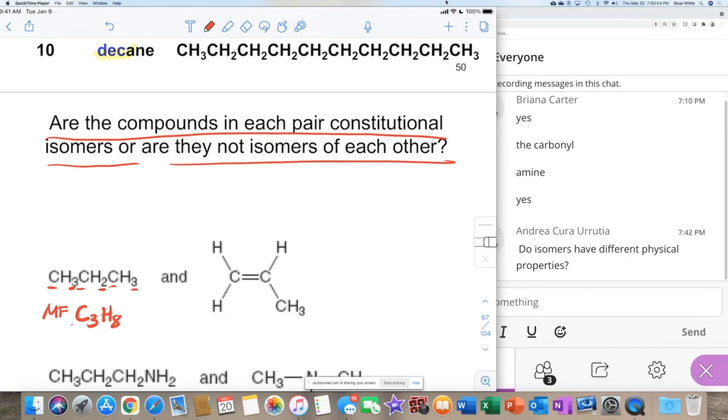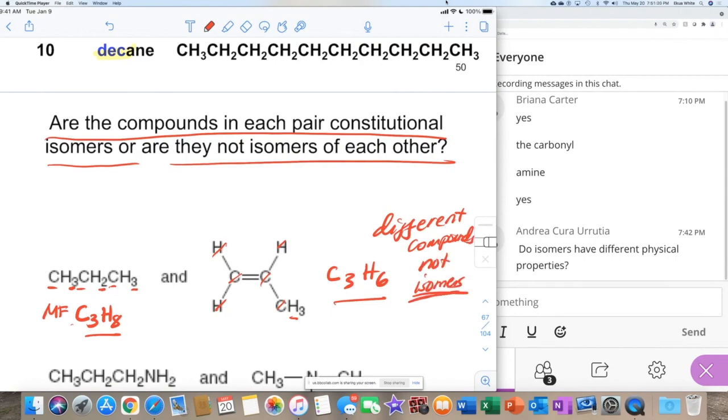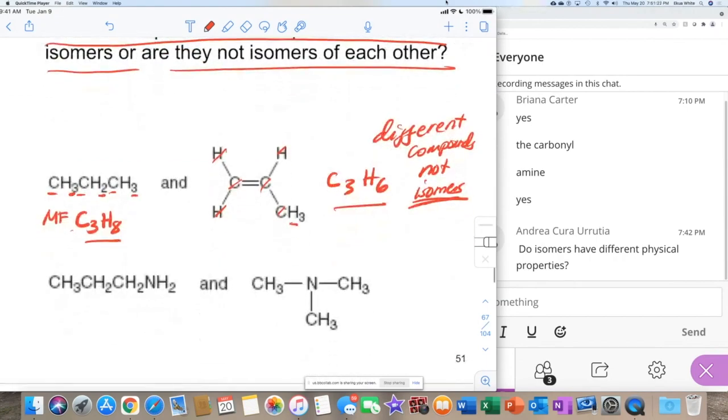C3H8. This one here, 1, 2, 3 carbons, C3. 1, 2, 3 plus 3, 6, H6. The molecular formulas don't match. So these are different compounds completely, as in not isomers. They're not isomers at all, because they didn't meet the first prerequisite.